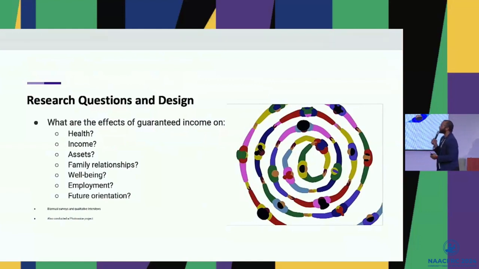And so our research question in design, our primary question was, what are the effects of guaranteed income on the following areas? On health, income, assets, family relationships, well-being, employment, and future orientation. Again, we use those biannual surveys, and then every 6 months we also did our qualitative interviews. And again, we wanted to look at what guaranteed income's impact is, not just financially on these Black women, but their overall well-being. And so that's really what our research focused on.